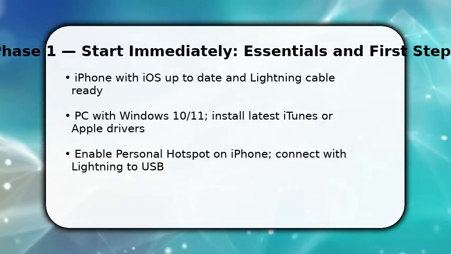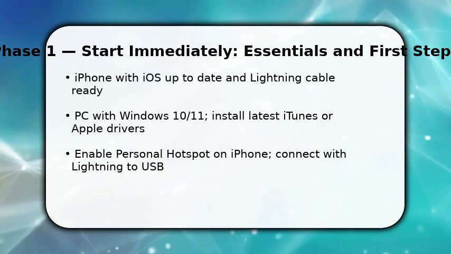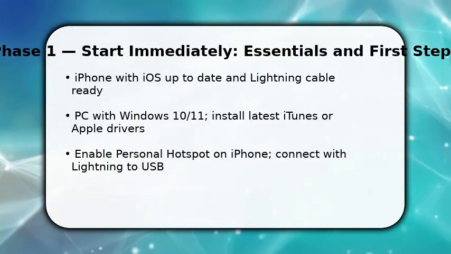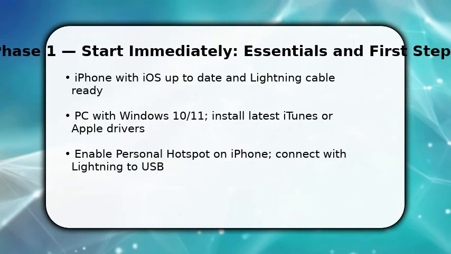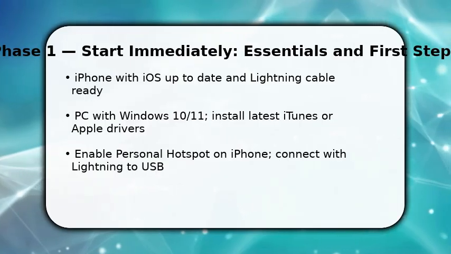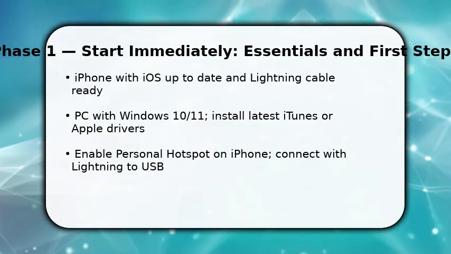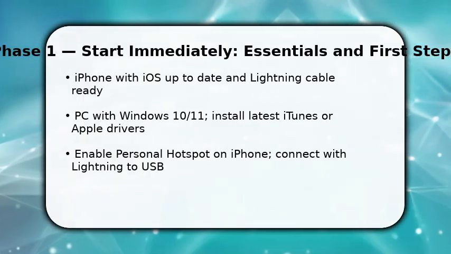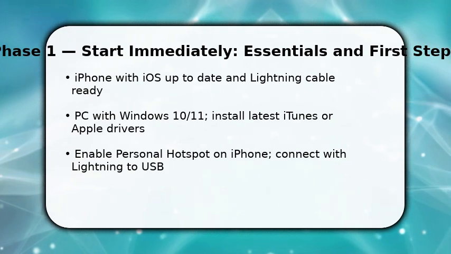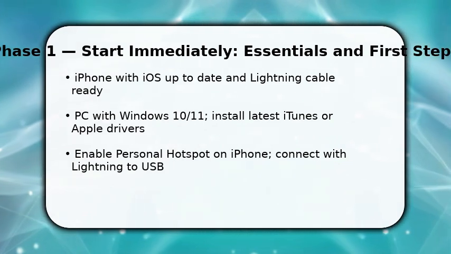Once done, open Settings and turn on Personal Hotspot. Set a simple password for security. Make sure cellular data is active because tethering uses your carrier plan. If you see a prompt to allow USB connections, accept it. This links the phone's network interface to your PC, so Windows can detect an internet adapter.